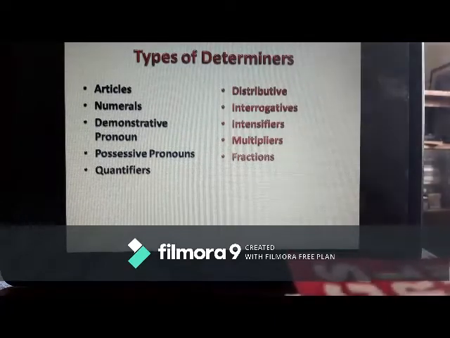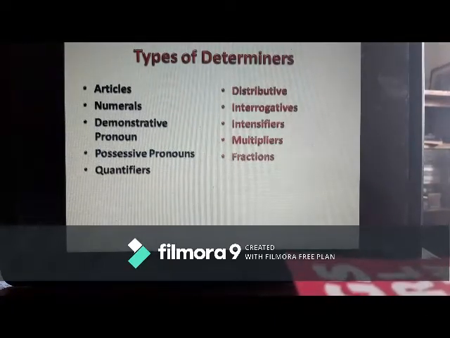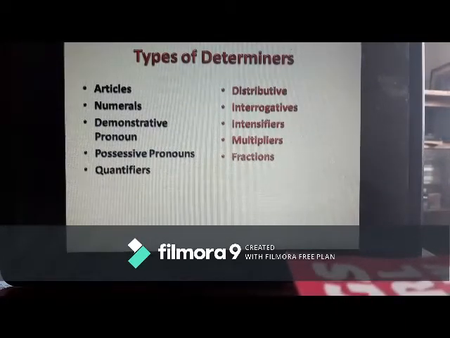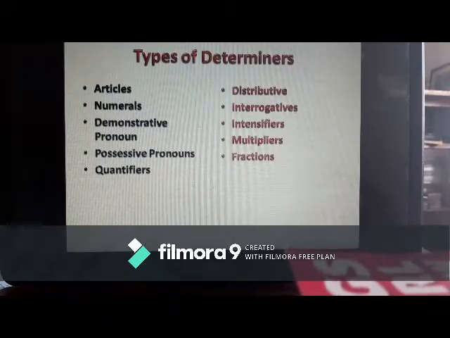Next is quantifiers. The quantifiers are those words which are basically used for uncountable nouns. Numerals are used for countable nouns, and quantifiers are used for uncountable nouns. For example, all, some, little, these are called quantifiers.